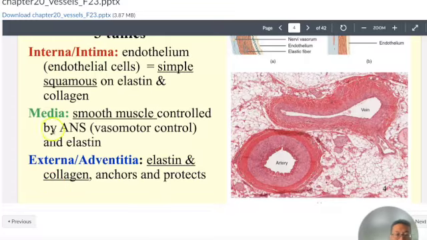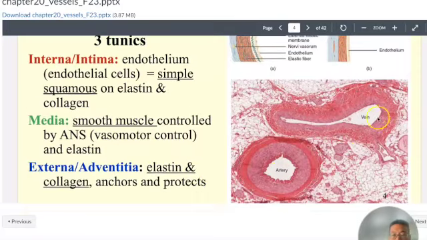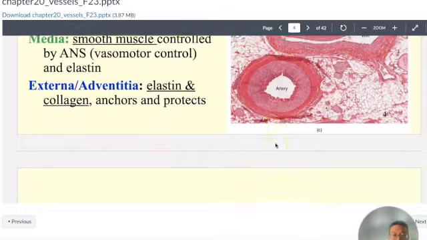Smooth muscle is controlled by the autonomic nervous system. Of course, you can't control your blood vessels. So it looks like this. So you can tell right away this is a vein because it is not round. It is collapsed. So veins are more elastic. Let's study it here.